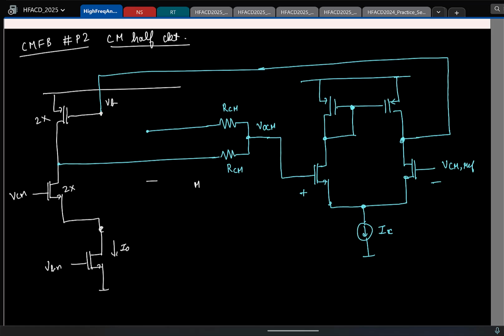Right. So I'm just directly drawing. Let me know if it's confusing. And the two resistors will also get put in parallel, so that becomes RCM by 2. I'll remove this. That's it. This is how the common mode half circuit will look. Okay. This is fine.